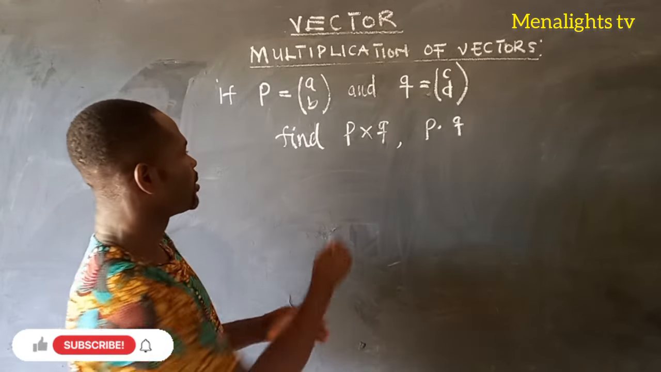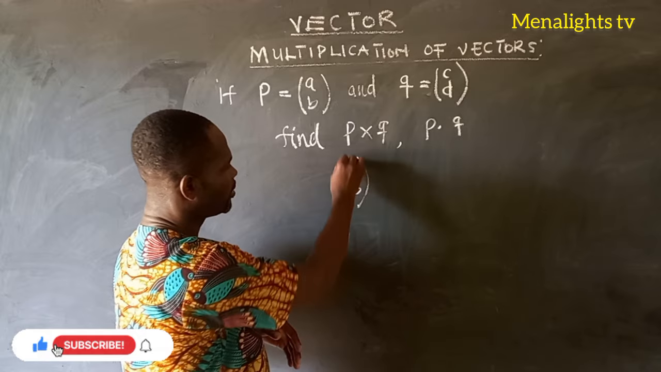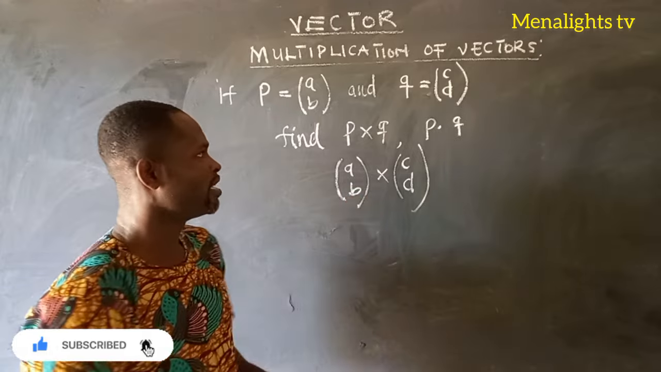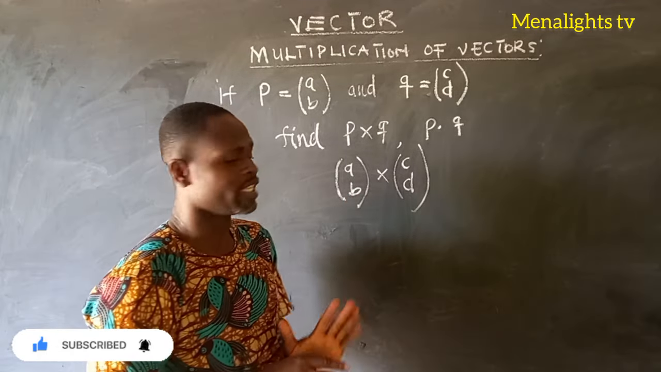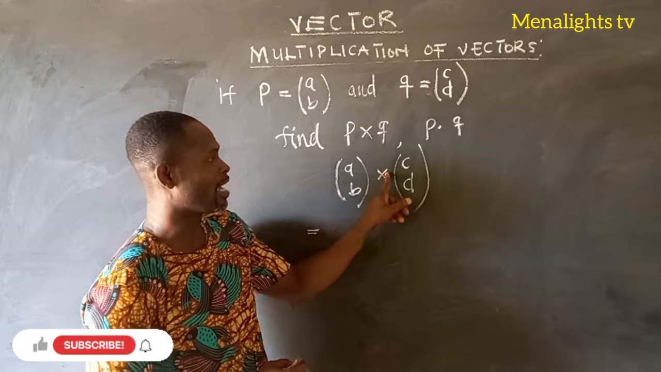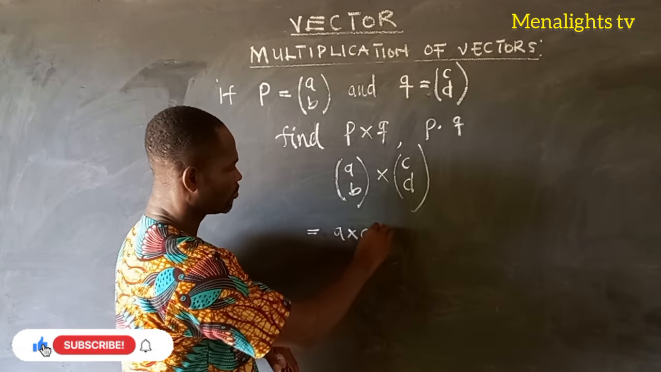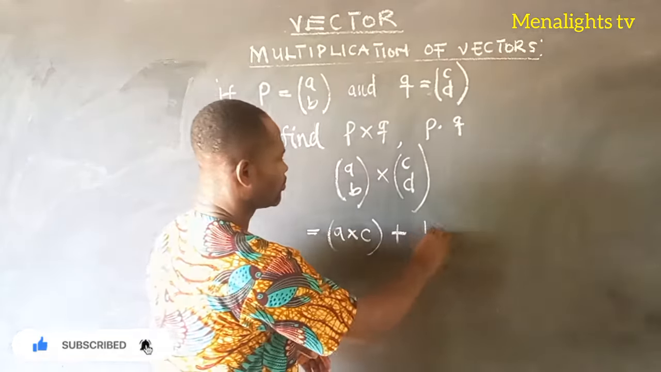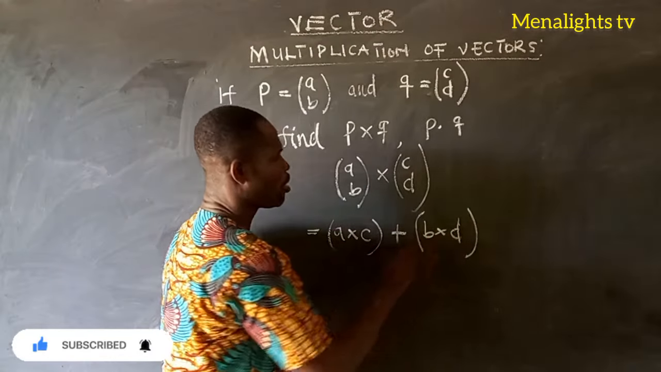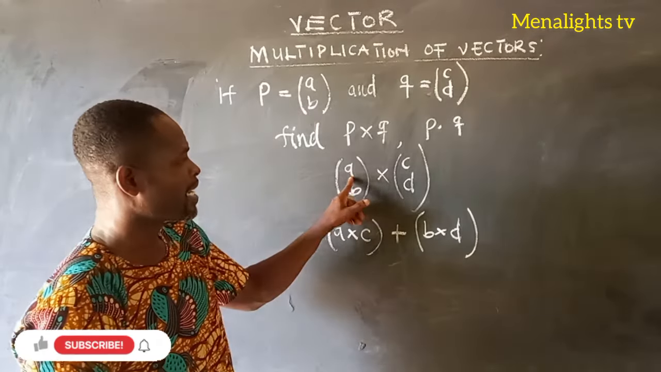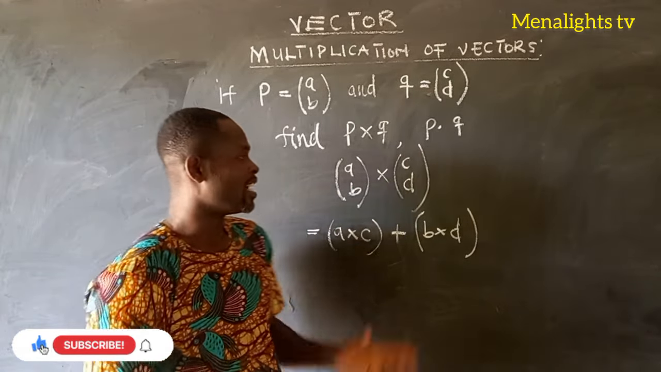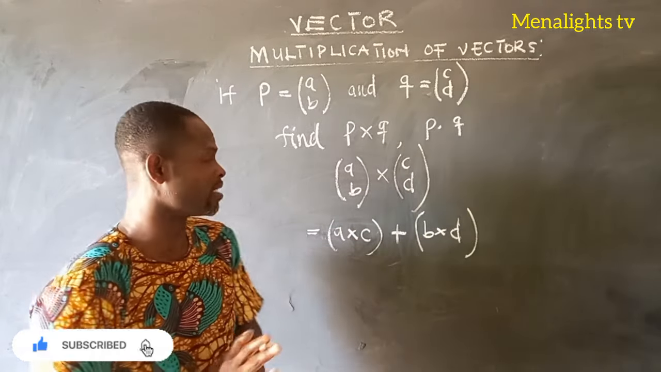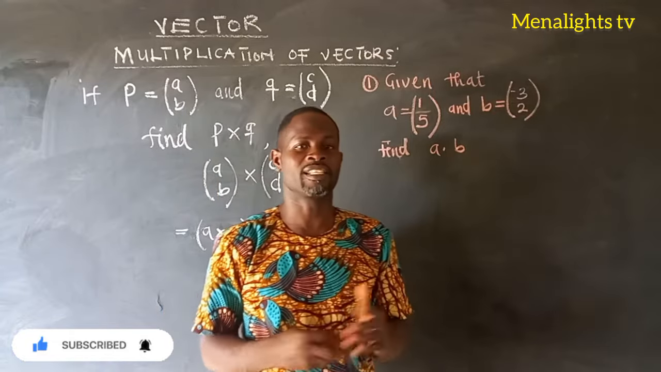So what we have to do is (a, b) times (c, d). Since P is equal to (a, b) and Q is equal to (c, d), it is a times c, then plus b times d. So when we are asked to multiply vectors, we multiply the corresponding components and then we add them: the corresponding components of the y-axis and those of the x-axis. So let's look at this example.